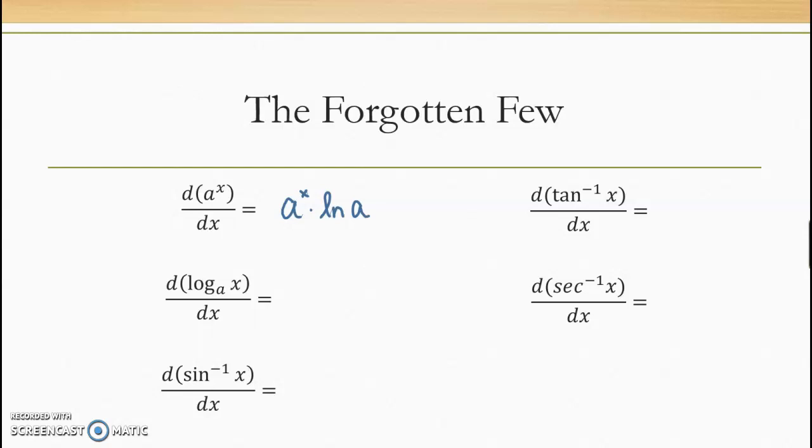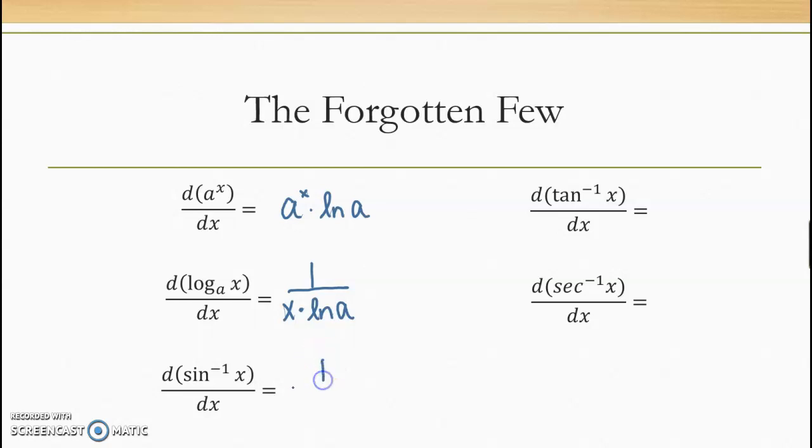For logs that are not base e, the derivative is 1 over x times natural log of a in the denominator. And then the other ones that people tend to forget are the trig inverse derivatives. So those are some to study.